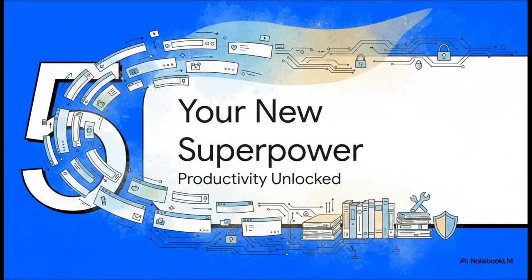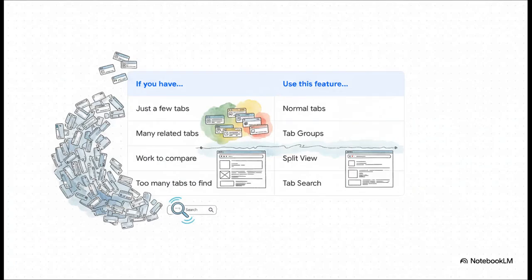And that's it. From the most basic shortcuts to pro-level organization and even emergency tools, you now have a complete toolkit. This is your new superpower. It's not just about being tidy, it's about unlocking a whole new level of focus and productivity. So let's do a quick recap. If you just have a handful of tabs, you're fine with the basics. But if you have a bunch of related tabs for one project, you're going to use tab groups. If you need to compare two things, Split View is your new best friend. And when you're totally lost in a sea of tabs, Tab Search will be your lifeline.